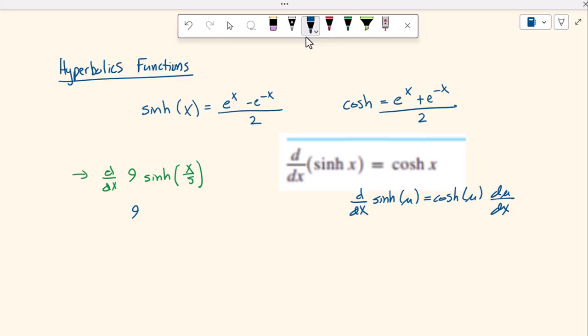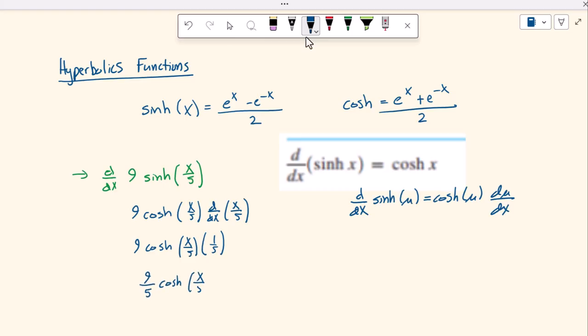So I drag the 9 along. The derivative of the sinh is the cosh of u times the derivative of the argument, or the derivative of u. So as we're writing this out, the cosh of x over 5, and then the derivative of x over 5 is 1/5. Pull the 1/5 out front, and I have 9/5 cosh of x over 5. That's my derivative.